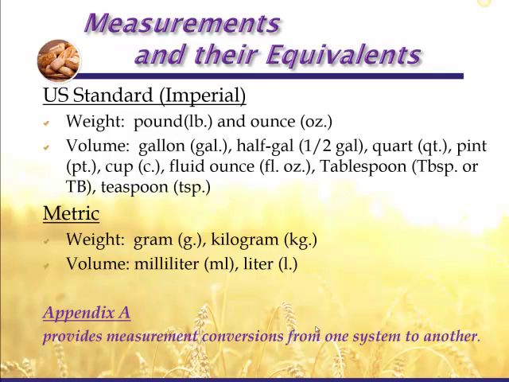That creates a lot of flexibility or fluctuation in a recipe based on measuring and somebody's interpretation if it's not very clear, cut, and dry. In the metric system, you've got your gram and kilogram, volume, milliliters, and liters. If you look at Appendix A in your textbook, it provides measurement conversions from one system to another. And this was probably a great opportunity to give you a tip.